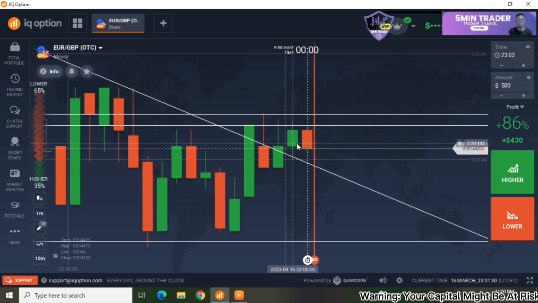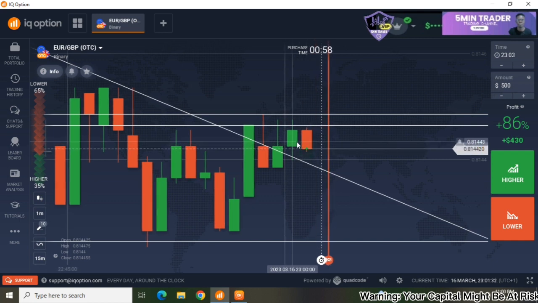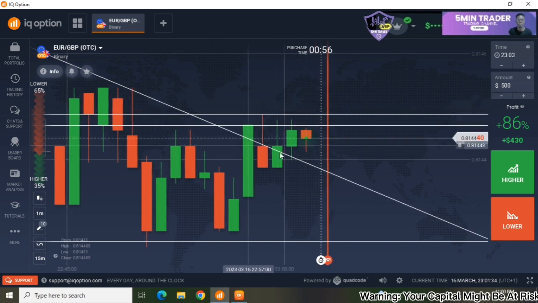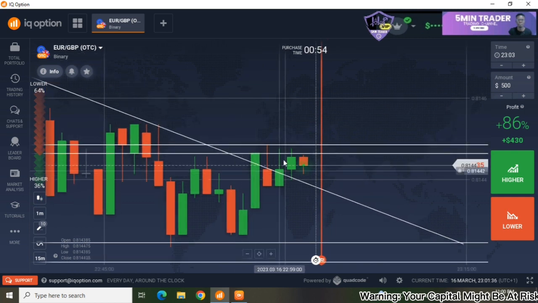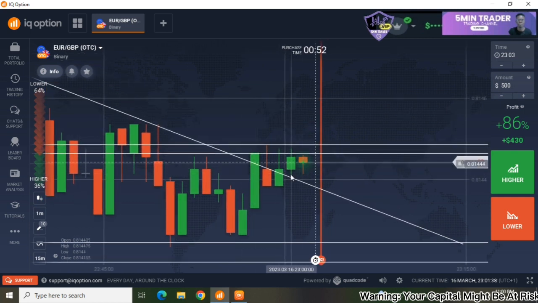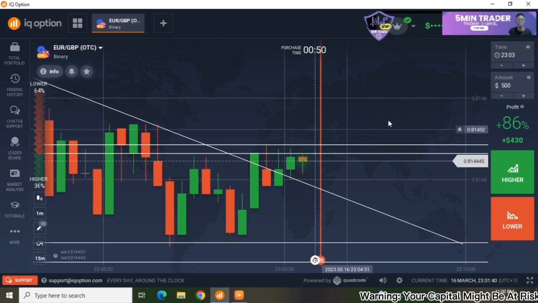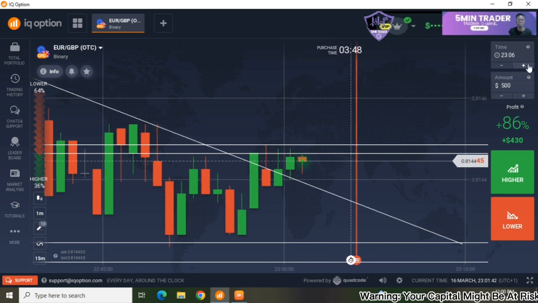What I'm trying to say about weaknesses is I want to see very small candles, not this type of candles. I want to see small candles followed by a strong candle in favor of the buyers, and then I would definitely go for that trade.